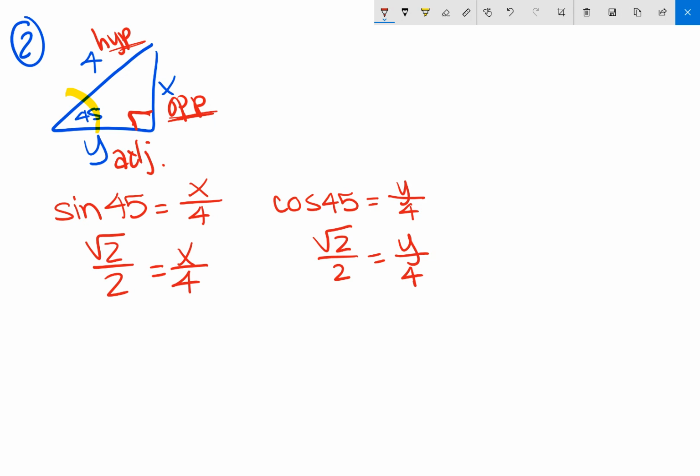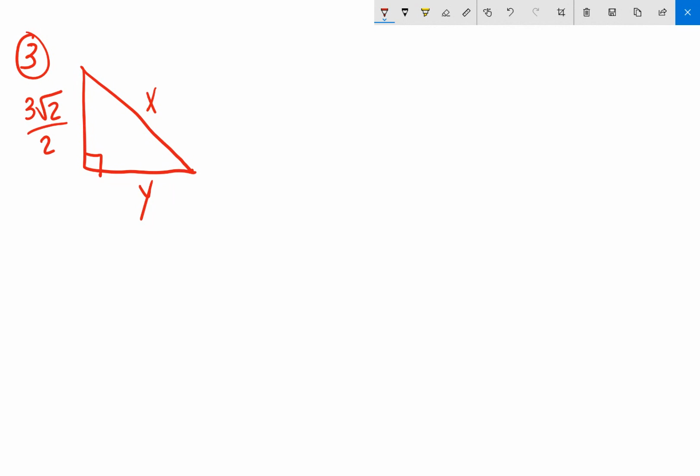For number 3, number 3 may be a doozy for some of you just because you're going to have a fraction in a fraction. And it's not the end of the world. It just looks kind of funky, and sometimes it freaks people out. So don't freak out. So if I wanted to find x, and they labeled this angle up here. So again, I generally just base it off of that angle. That way it's really easy for me to find.